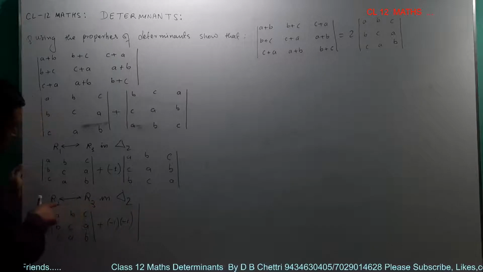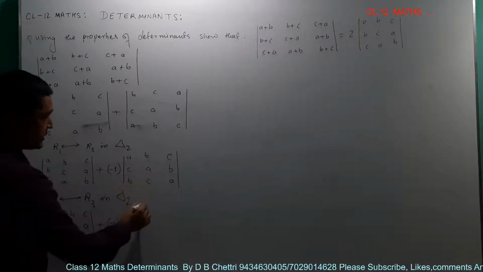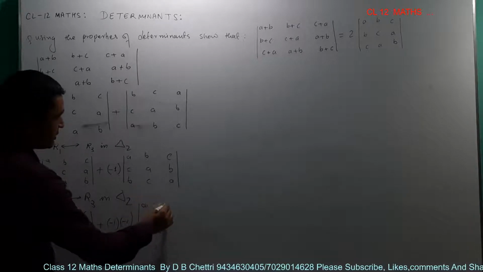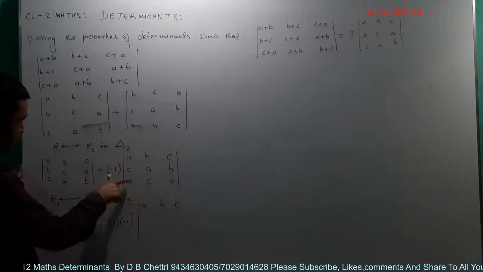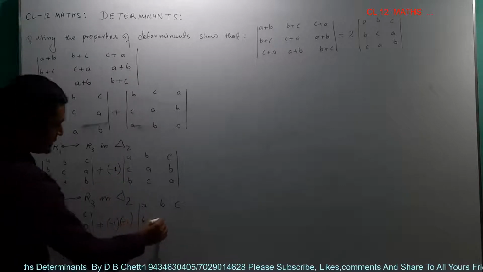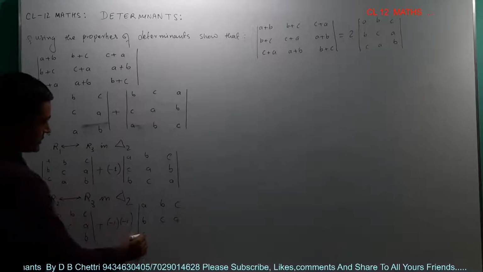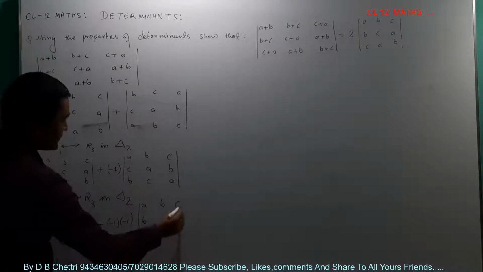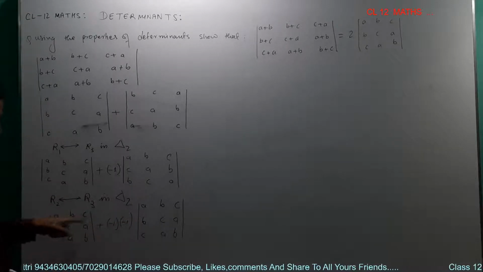And what are we exchanging? 2 and 3. That means R1 remains the same, A, B, C. Then we are exchanging R2 by R3, that means B, C, A. Then R3 by R2, C, A, B. Now see, both the determinants are the same.